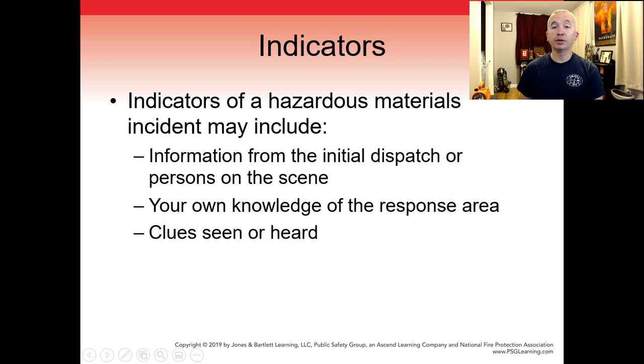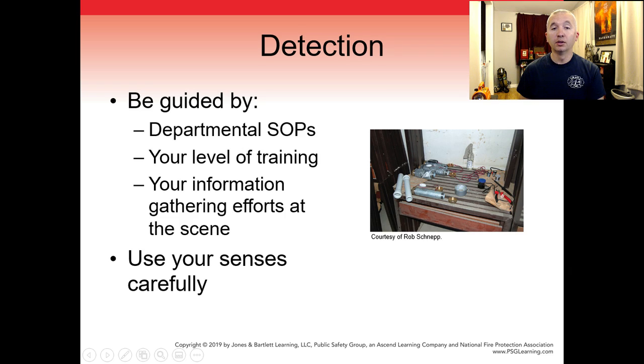Indicators of a hazardous material incident could include information from the initial dispatch or persons on the scene, your knowledge of the response area, and clues that could be seen or heard. Detecting whether a hazardous substance is present should be guided by your department's SOPs, your level of training, your information gathering efforts at the scene, and your senses, your sight and sound.